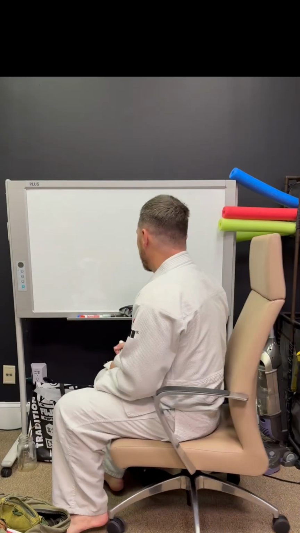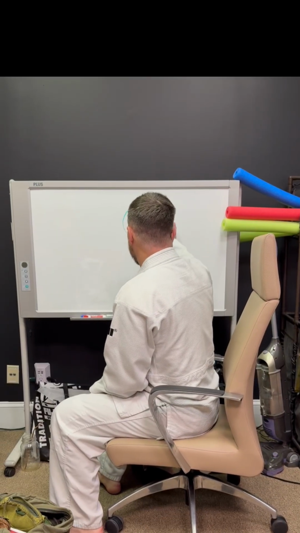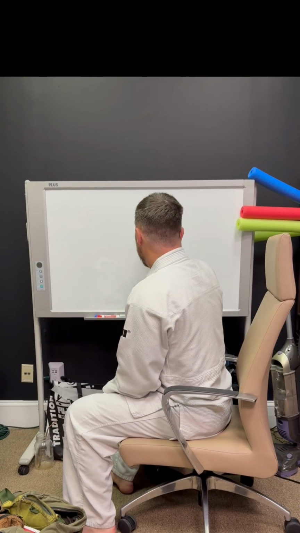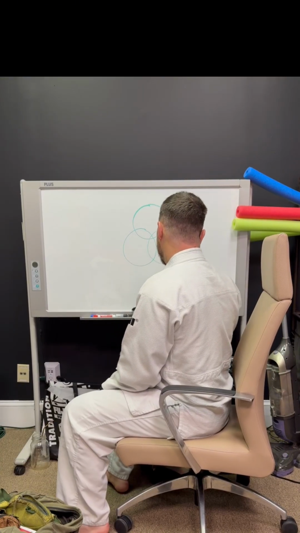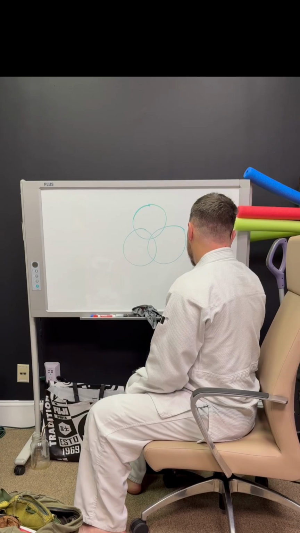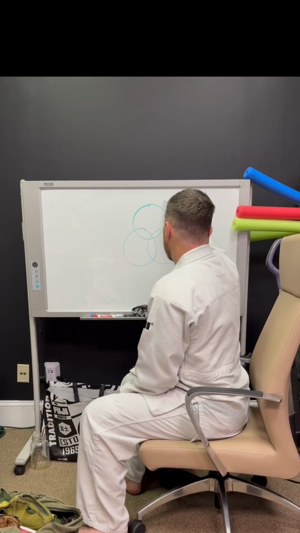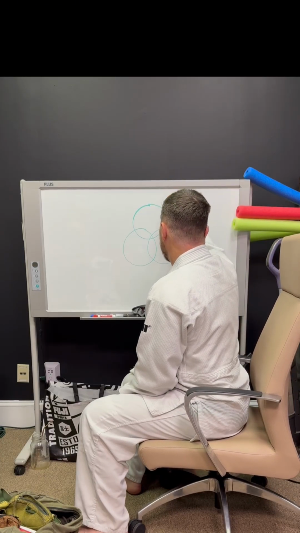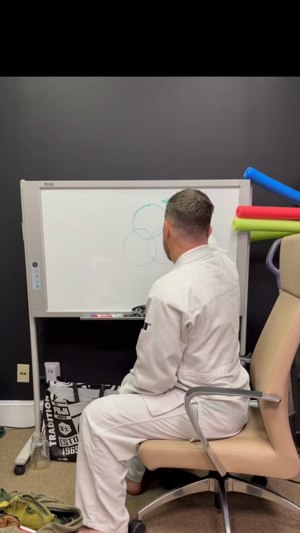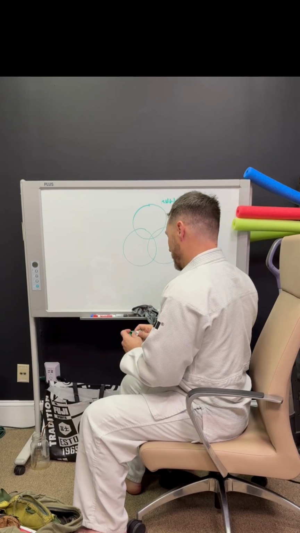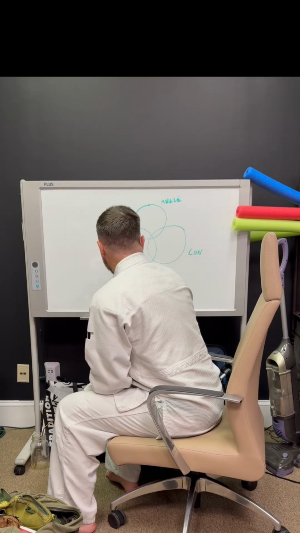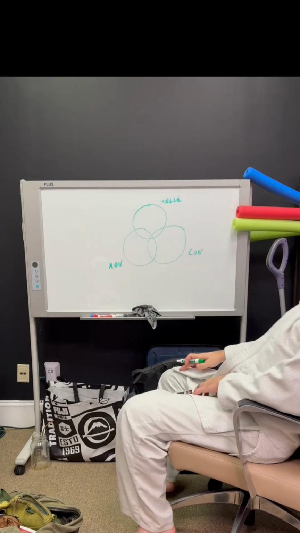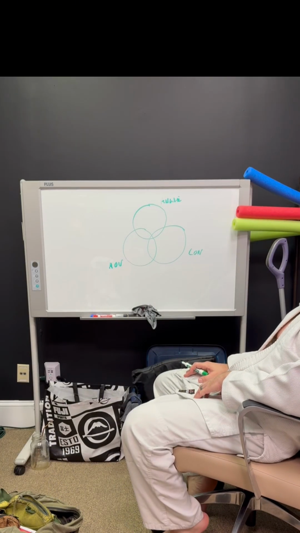We drew our little Venn diagram here. This was connection, and this was angle. Actually, you drew that one as angle. It doesn't matter. And this one over here was movement. Movement, connection, angle.